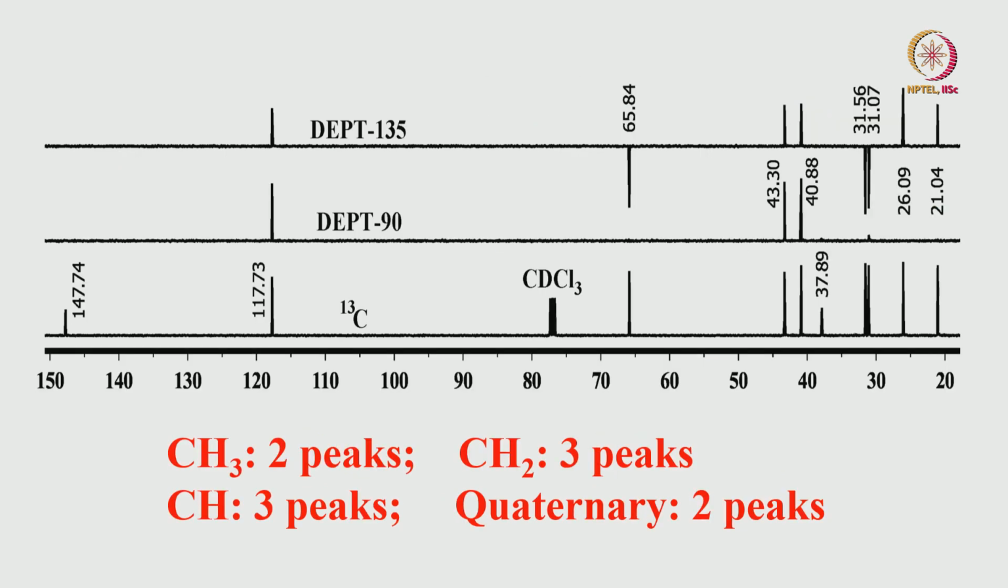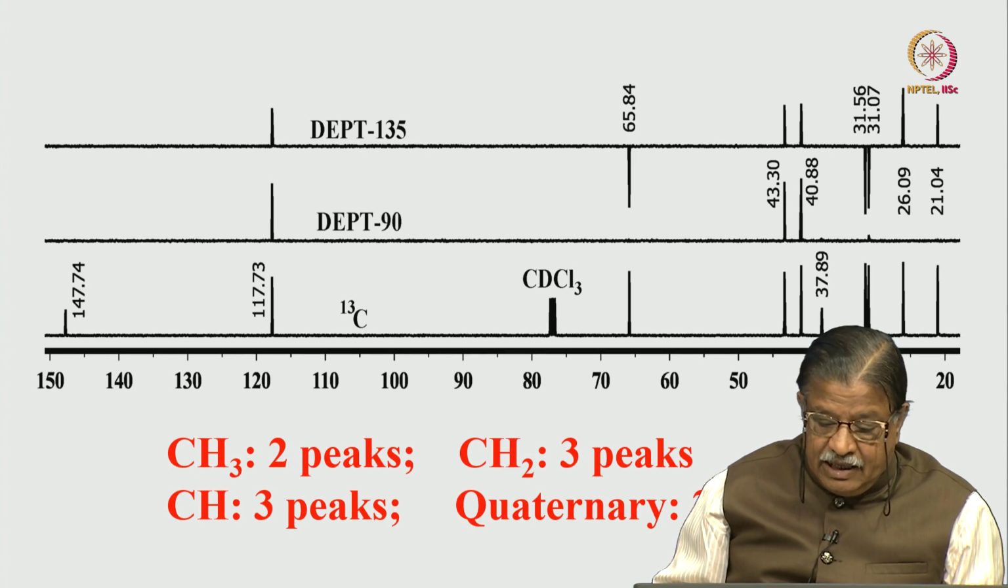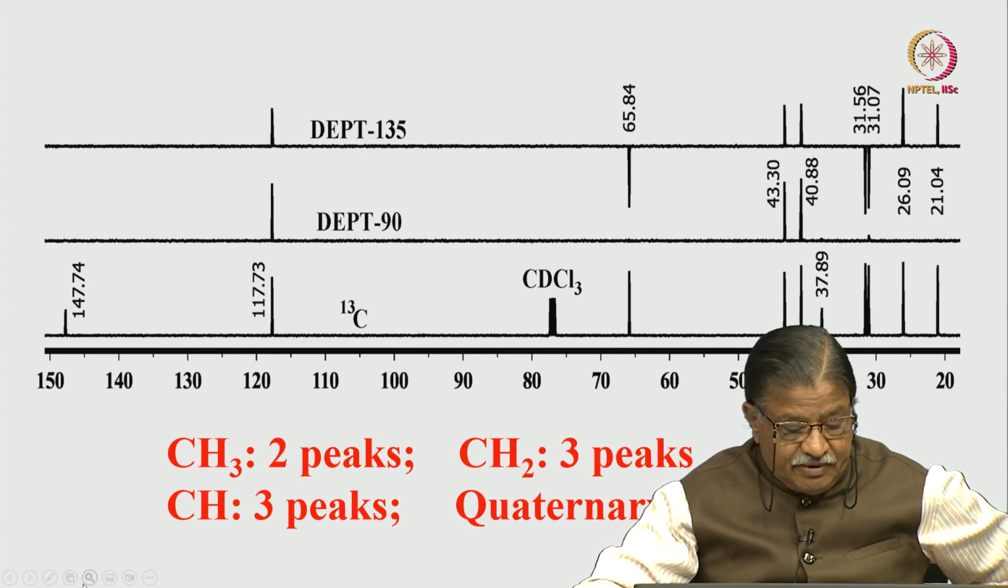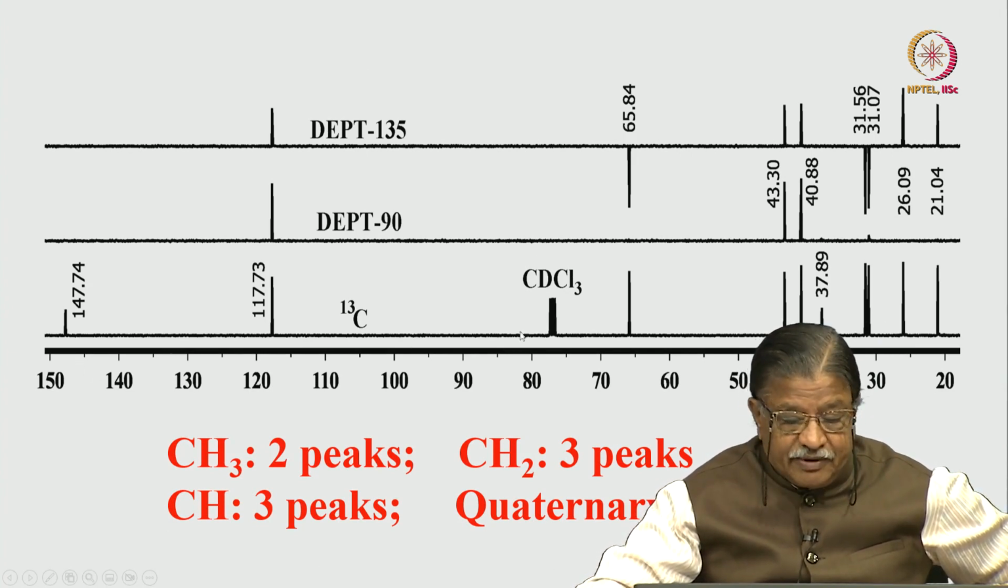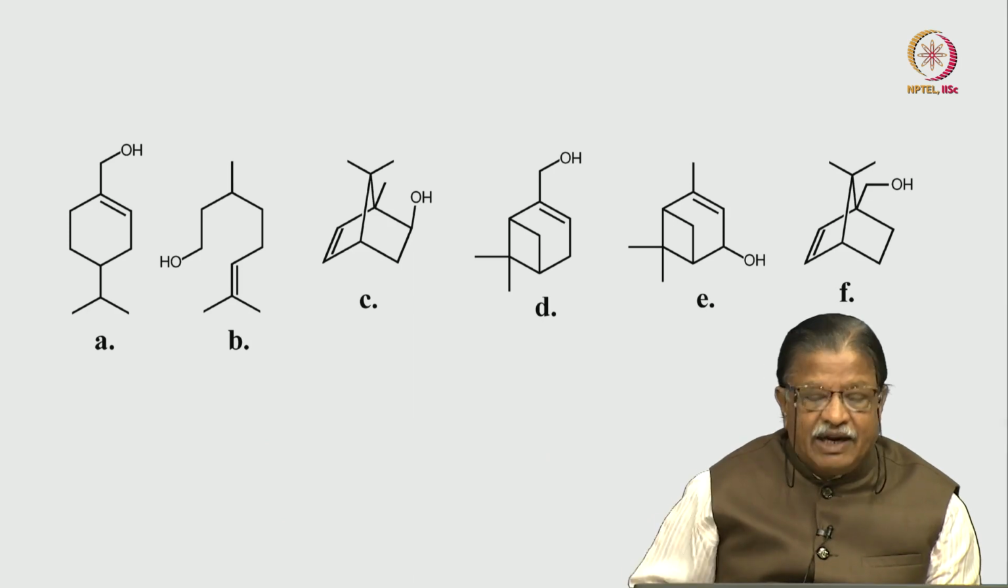Go further, another DEPT experiment has been done, where you can see 2 CH3 peaks, and 3 CH2 peaks, 3 CH peaks and 2 quaternary peaks here and here. From the normal carbon 13 spectrum, we see 2 quaternary peaks and 2 CH3 peaks, 3 CH2 and 3 CH peaks. This is what we observed from the DEPT 90 and DEPT 135 and combination of normal carbon 13 NMR. What is the possible structure now? We will try to analyze this one.